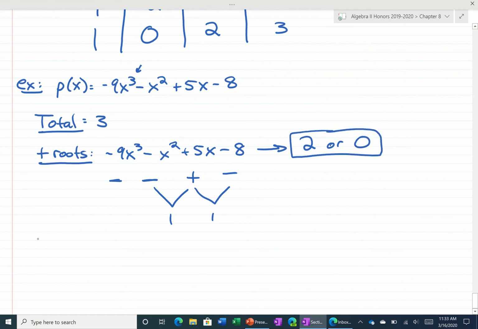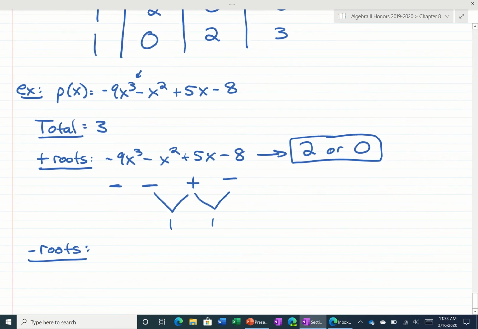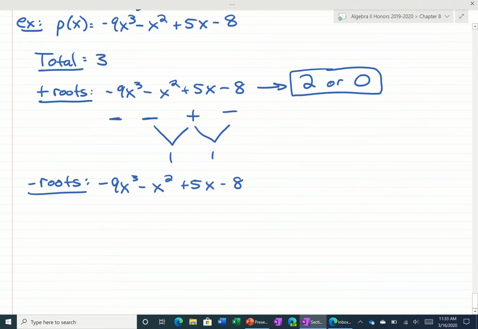We're going to do the same thing with the negative roots. But anytime we see an odd power of x, we have to change the sign. I know that this is odd, I'm a little bit odd, so we're going to change those terms to be positive. And it looks like there's only 1 sign change.